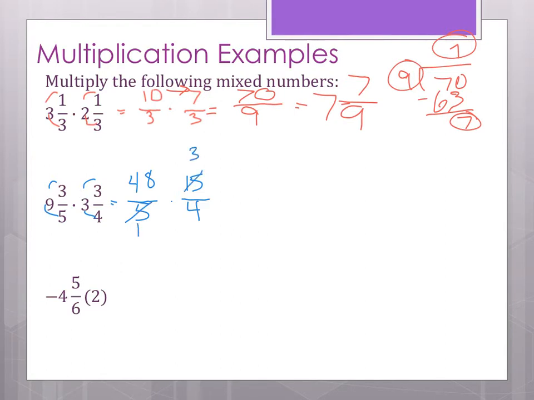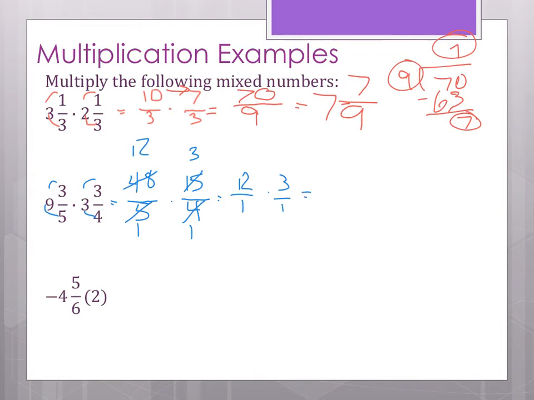And 48 and 4 are divisible by 2, because they're both even, but I also notice that they're divisible by 4, so I'm going to divide by the bigger one. 4 divided by 4 is 1, and 48 divided by 4 is 12. Alright, I'm going to rewrite this a little cleaner. Now I have 12 over 1 times 3 over 1 after I cancel out those common factors.